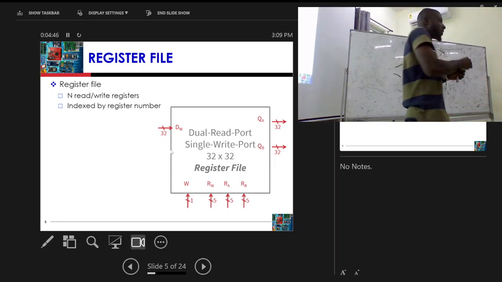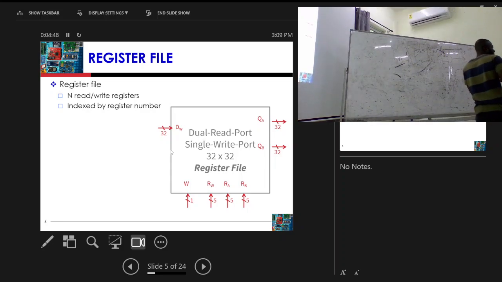Our first component is the register file. Very, very important in any CPU. Any CPU you take has what is known as a register file, a form of memory. Very, very small memory, unlike your RAMs and then your DRAMs and SRAMs. A register file is also memory, but it's very small, within your CPU. Everybody knows that, right? Yes, all right.